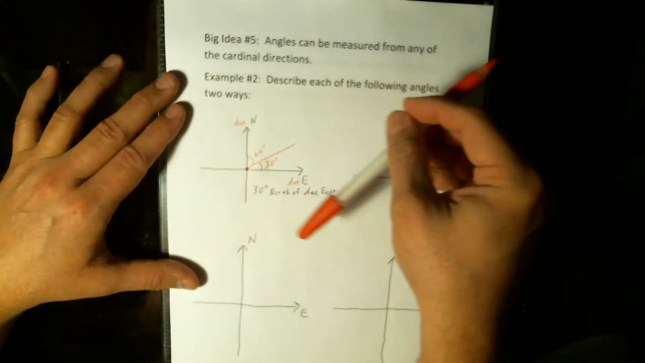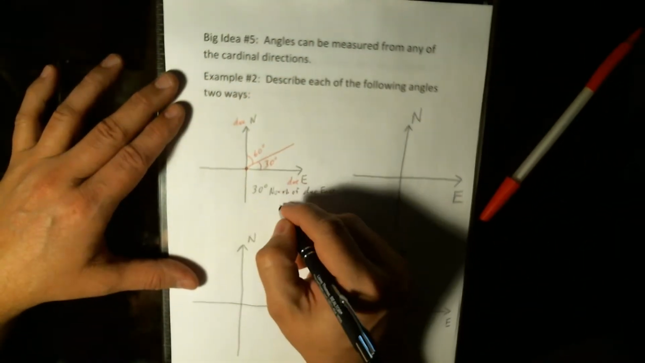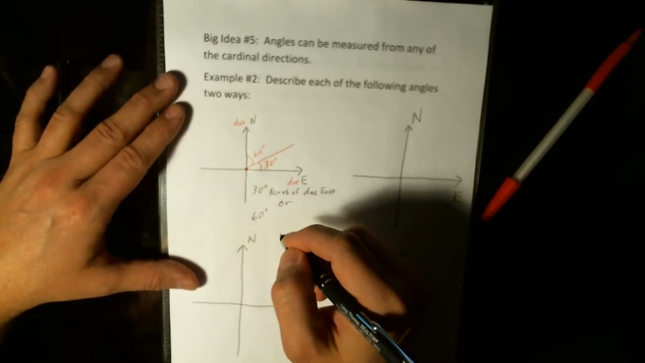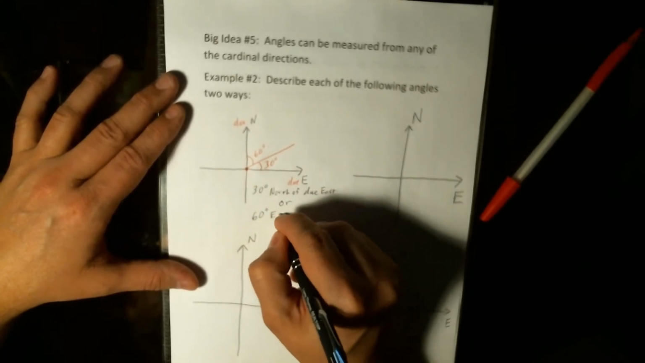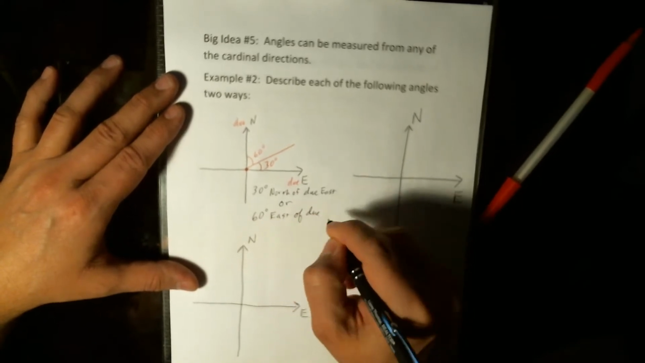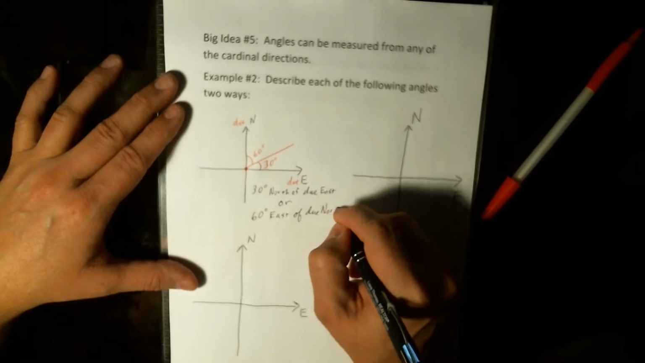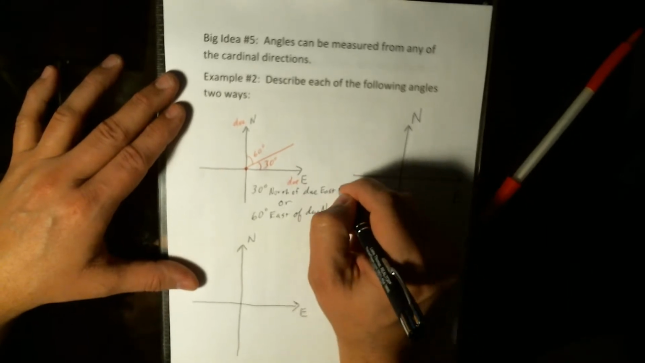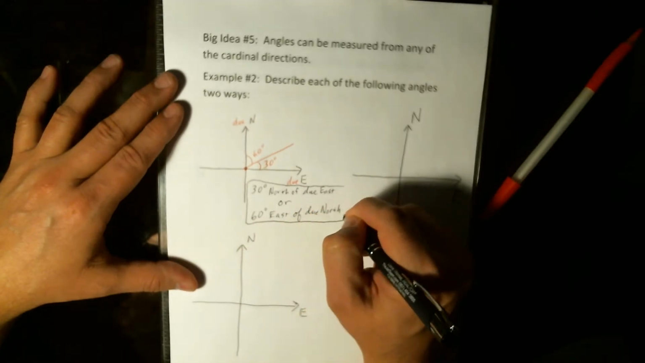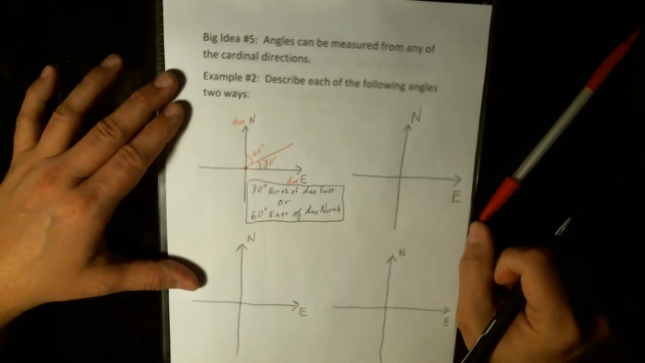Or 60 degrees to the east of due north. These are the two answers you could give. They are both right. One of them is not righter than the other. They are equally correct.